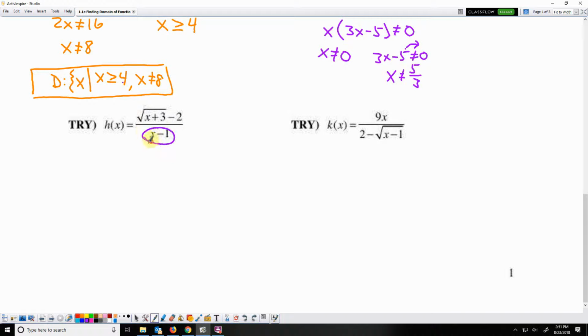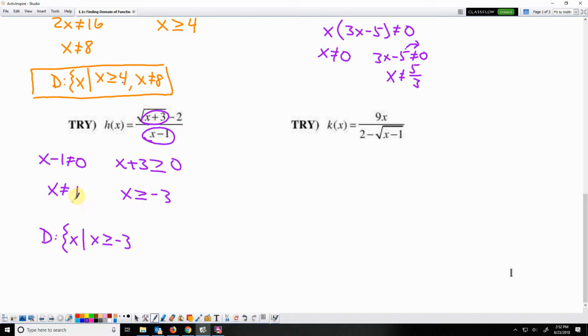Here I've got a variable in a denominator and a variable under a radical. So I've got two things to deal with. The denominator cannot equal 0, and what's under the radical has to be greater than or equal to 0. So x cannot equal 1, and x has to be greater than or equal to -3. So my domain is the set of all x such that x is greater than or equal to -3, and 1 is greater than or equal to -3, so I have to say that x cannot be 1.